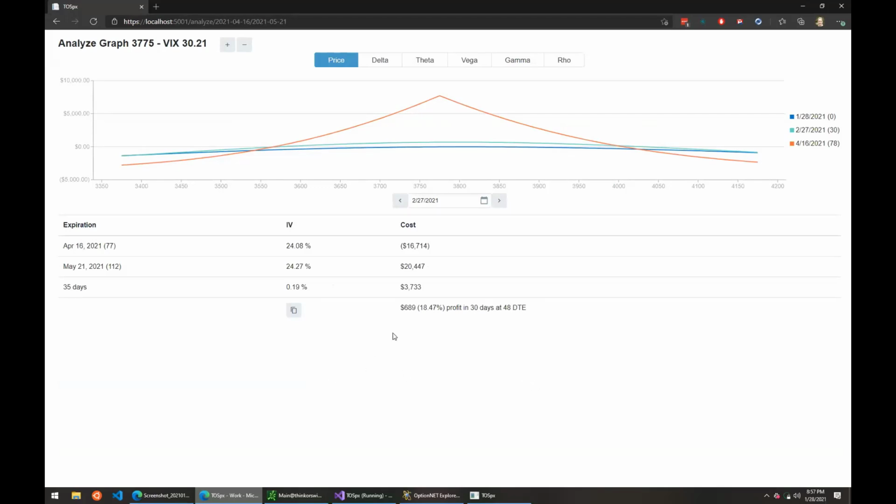But in any case, like I said, if you get in around 60, 65 DTE in 30 days, you can expect to see about 20% profit, and that's just where we are right now with volatility today. If you go back a few years when volatility was much lower, you would not make as much profit. So it's a good time to trade calendars.